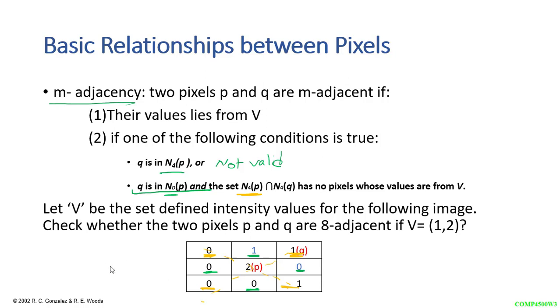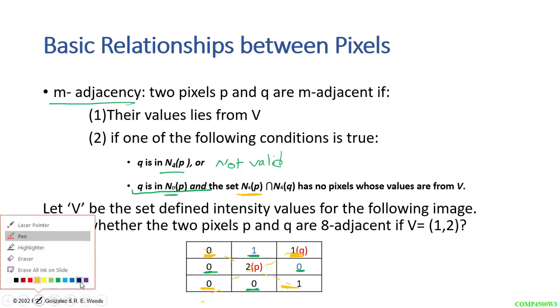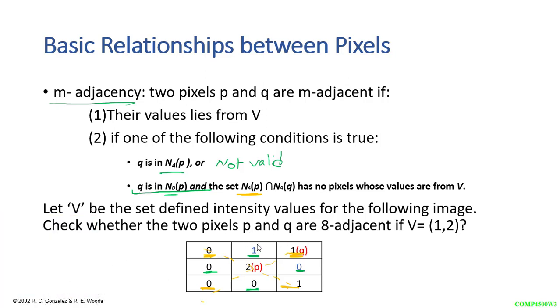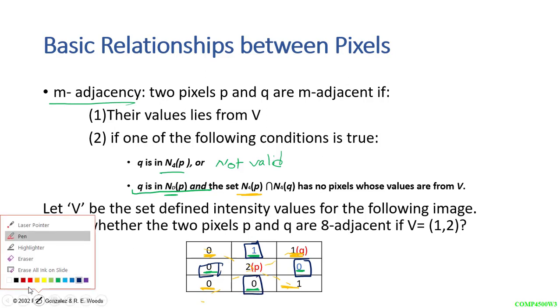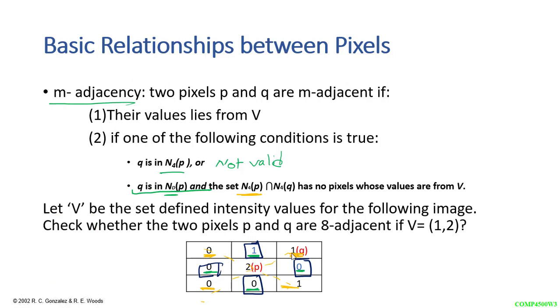What is N4 of P? N4 of P, I will make it in blue, is this one, this one, this one, and this one. This is the N4 of P intersected with, I will make it red, the N4 of Q. N4 of Q is this one and this one. Of course, we have another one here, another one here. So we have an intersection between them.